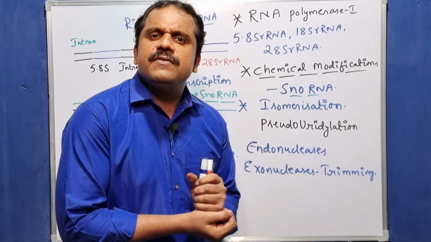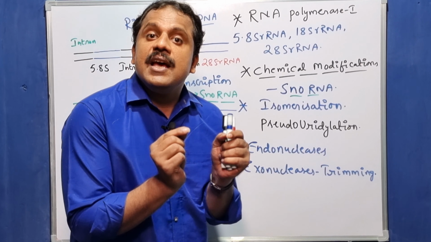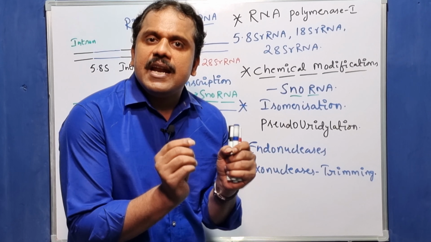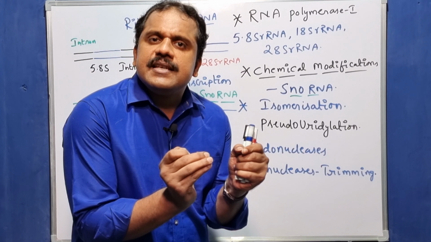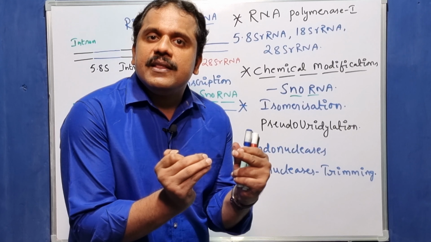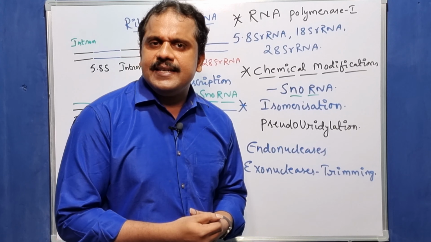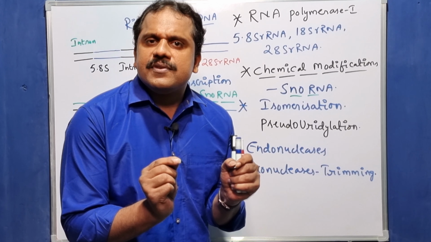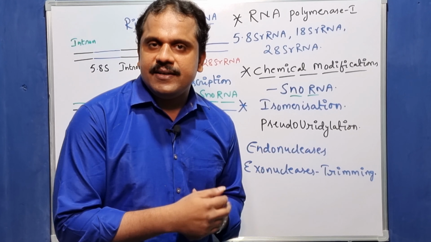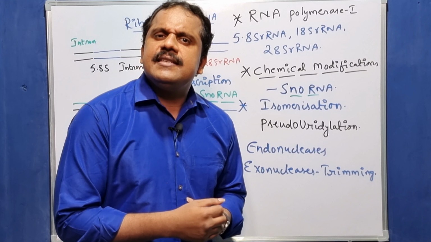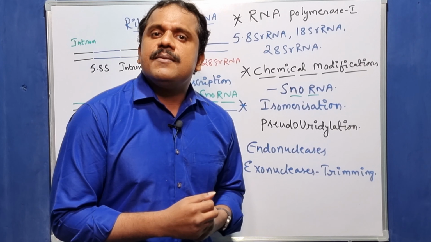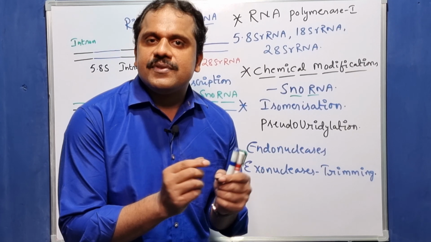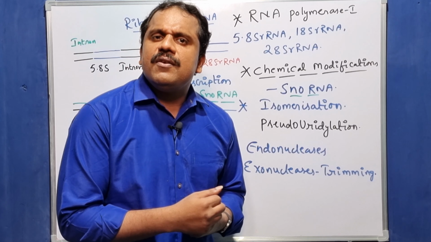So once the endonuclease and exonuclease are capable of cleaving the non-coding sequences or the introns, and once the exonuclease enzyme is capable of trimming the extreme ends, under such condition, the rRNA processing event has successfully completed. Is it clear? So this is regarding the mechanism or the process which is involved in organizing the rRNA processing event. So I hope that this video will help you a lot.